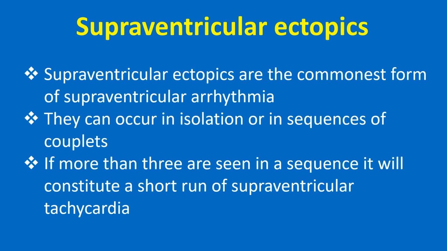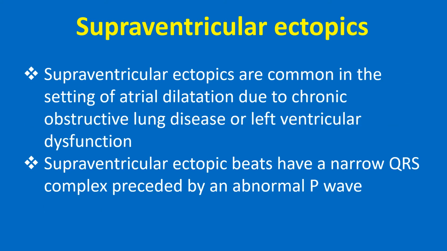Supraventricular ectopics are the commonest form of supraventricular arrhythmia. They can occur in isolation or in sequences of couplets. If more than 3 are seen in a sequence, it will constitute a short run of supraventricular tachycardia. Supraventricular ectopics are common in the setting of atrial dilatation due to chronic obstructive lung disease or left ventricular dysfunction.